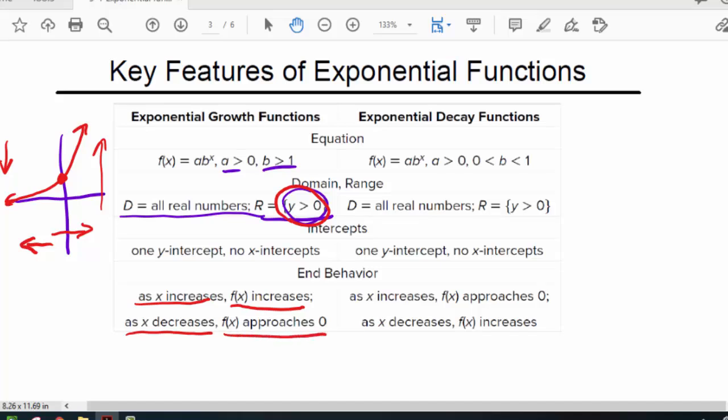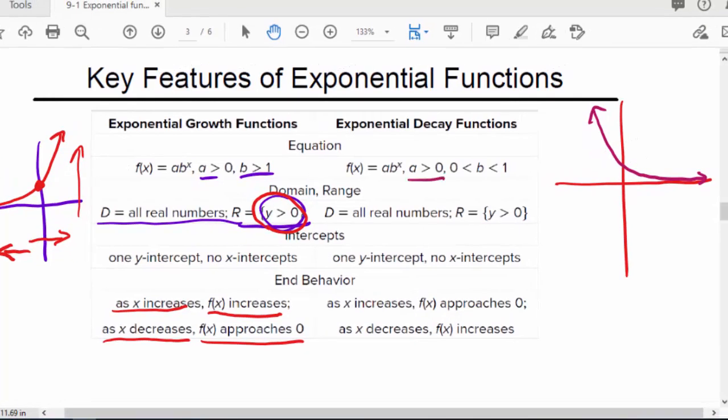For an exponential decay, the graph will look something like this. Okay, so we've got a is still greater than 0, but the b value is between 0 and 1, which creates this downward slope from left to right. Again, I can have all real numbers for the domain, and because I'm still above the x-axis, my graph is entirely above, the range is all values greater than 0.